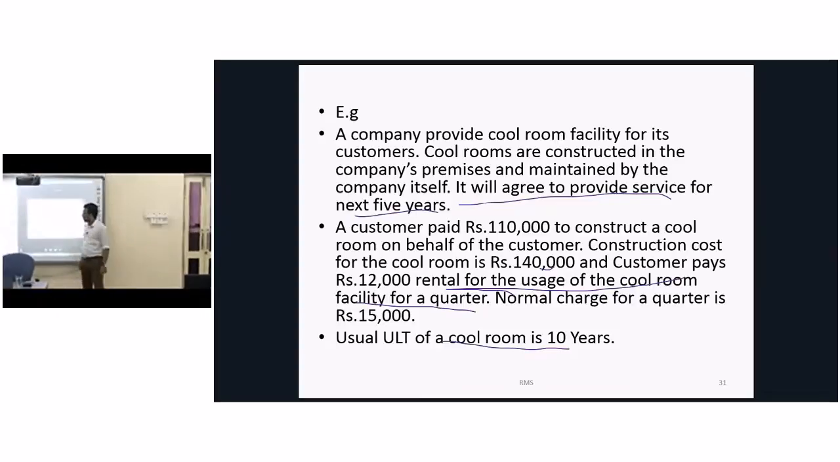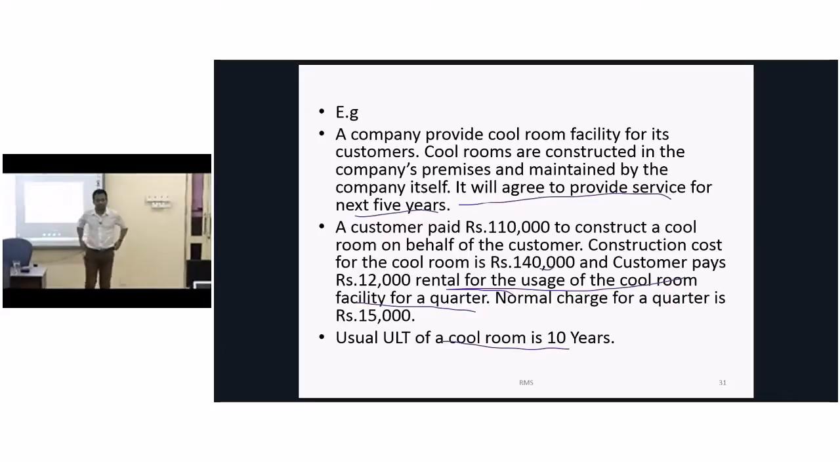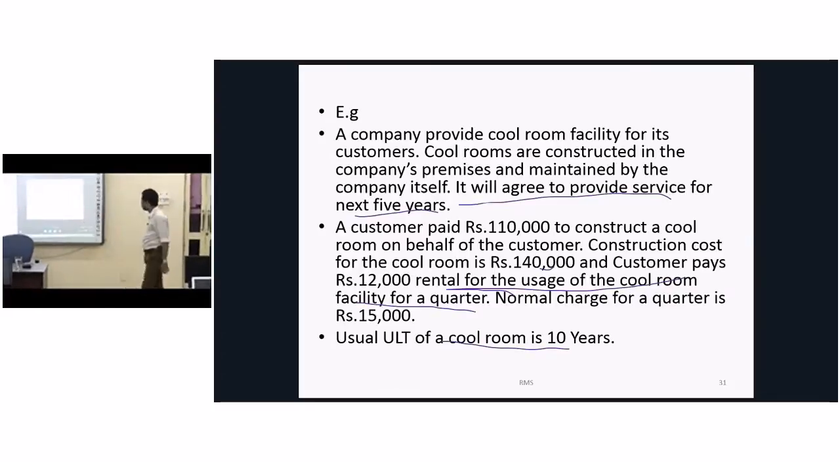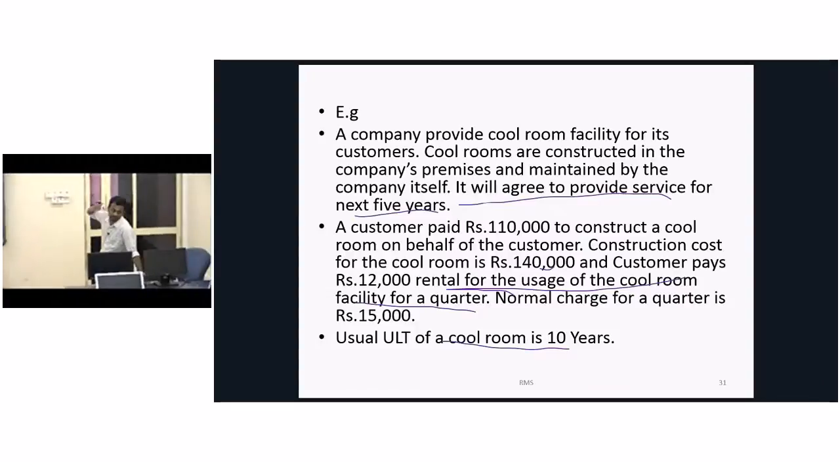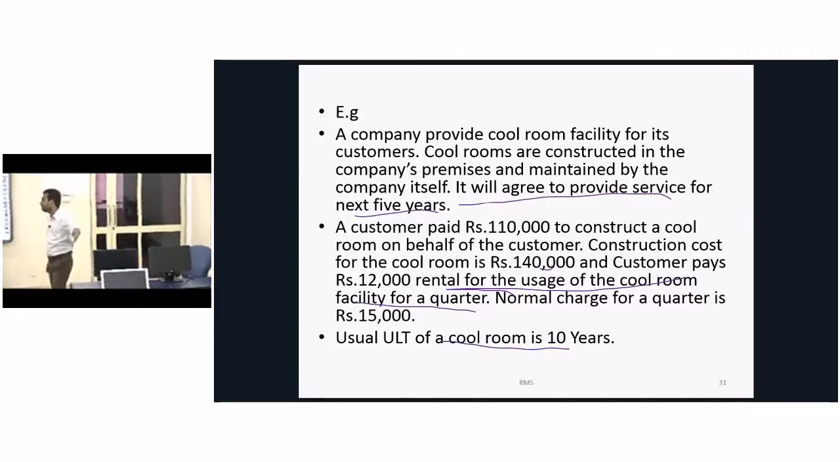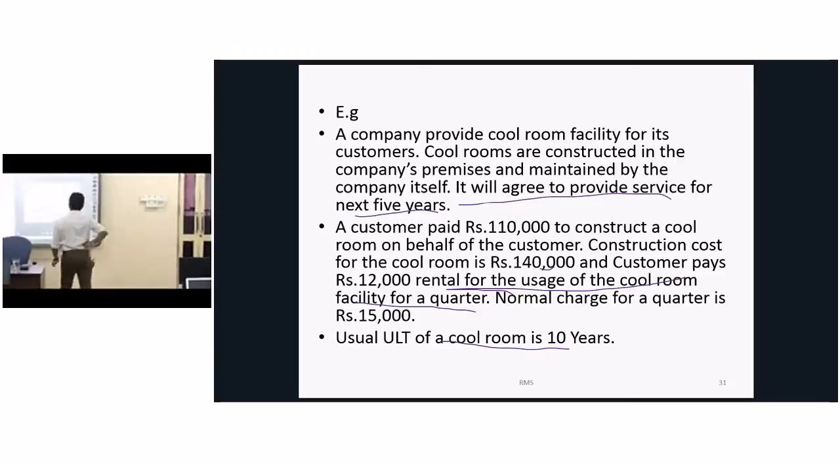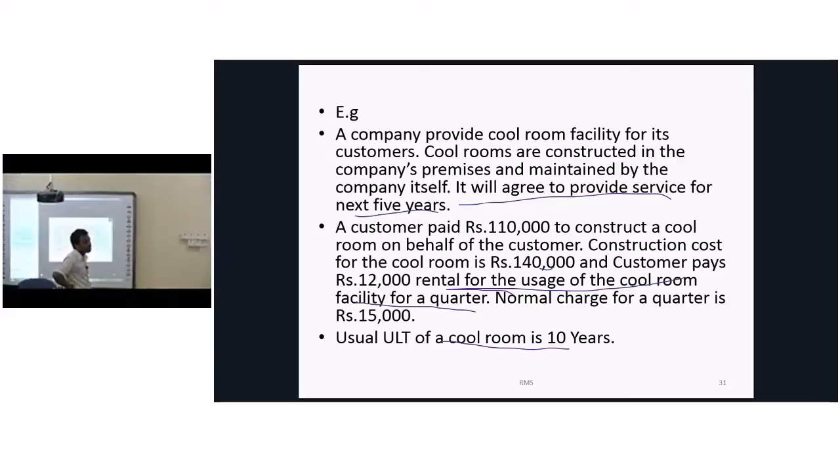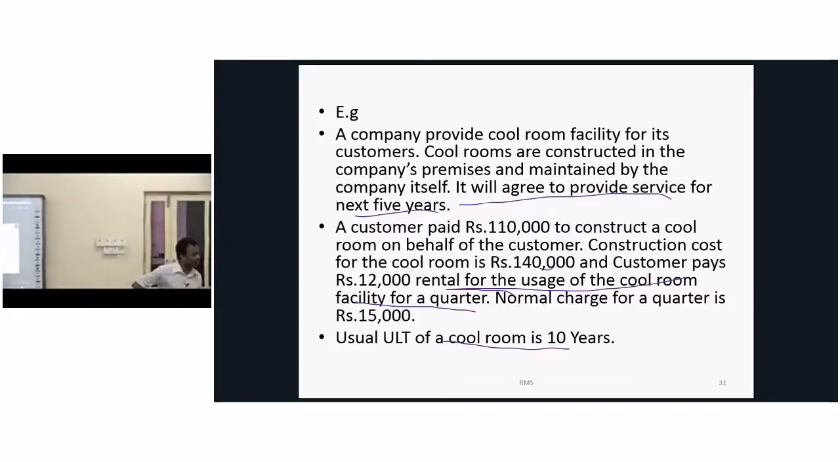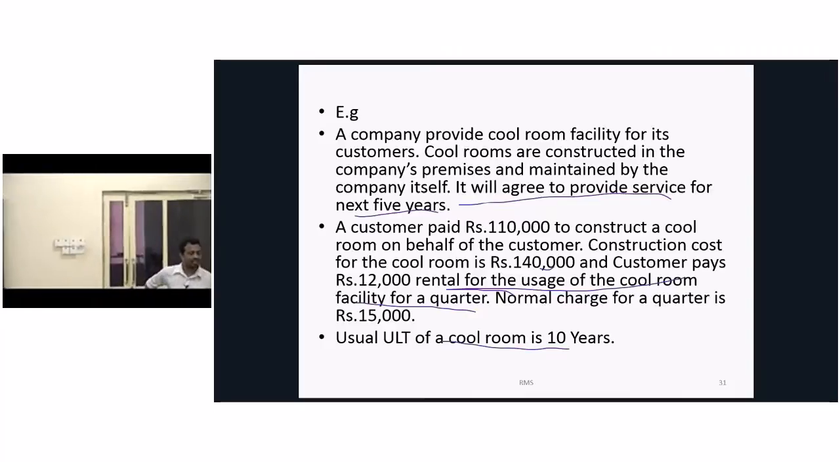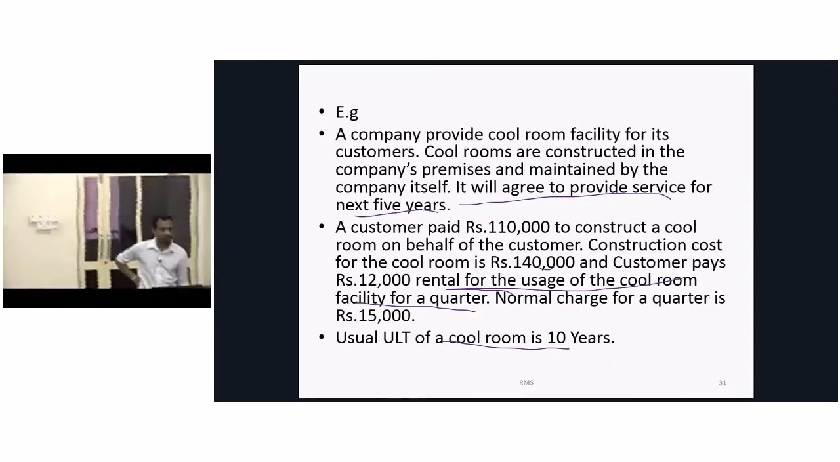Now how to pass double entries for this? Tell me how the accounts are kept for the company that built the cool room, not for the customer. They will get how much first? 110,000. What's the double entry? Cash debit 110,000, deferred revenue credit 110,000. But the cool room is constructed at 140,000. PPE debit 140,000, cash credit 140,000. That is the second entry. Then the third entry.